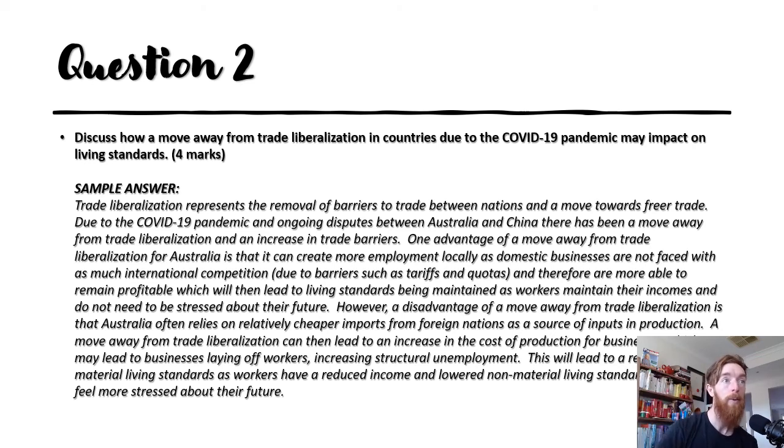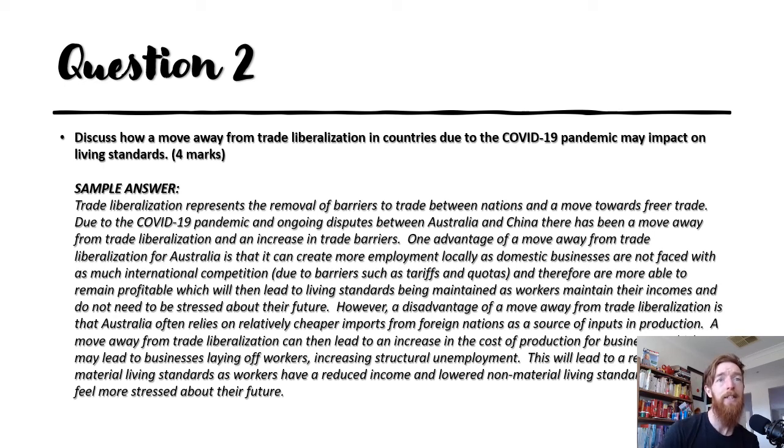One advantage of a move away from trade liberalization for Australia is that it can create more employment locally as domestic businesses are not faced with as much international competition due to barriers such as tariffs and quotas, and therefore are more able to remain profitable, which will then lead to living standards being maintained as workers maintain their incomes and do not need to be stressed about the future. That's a little bit more about the internalizing of things, like as borders kind of close, countries need to produce things in their country.